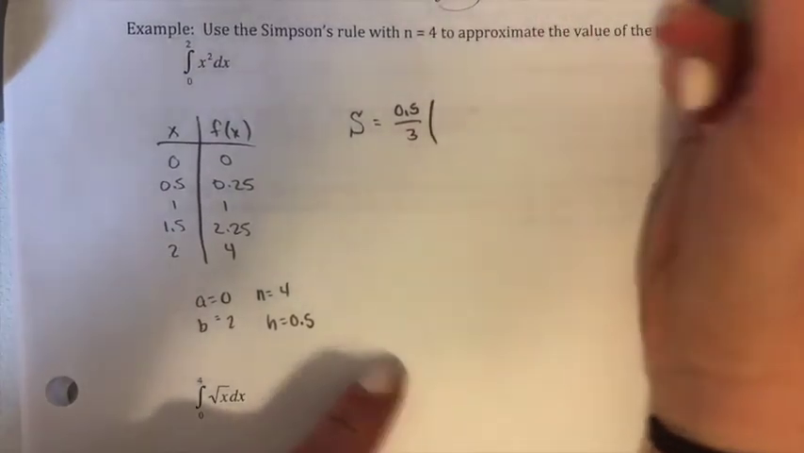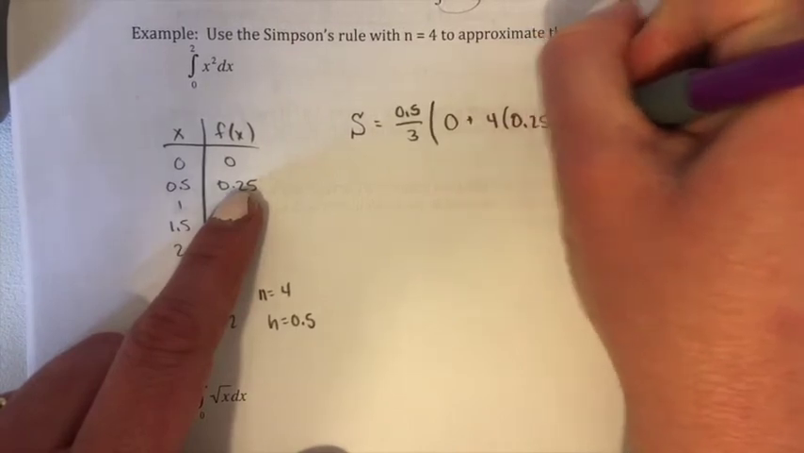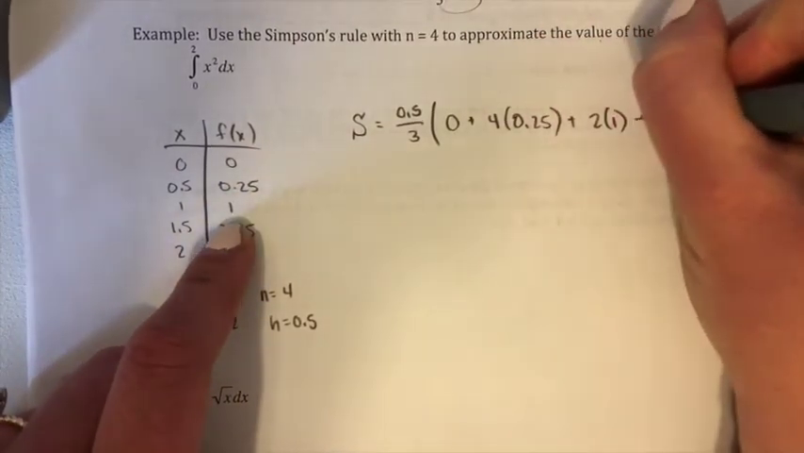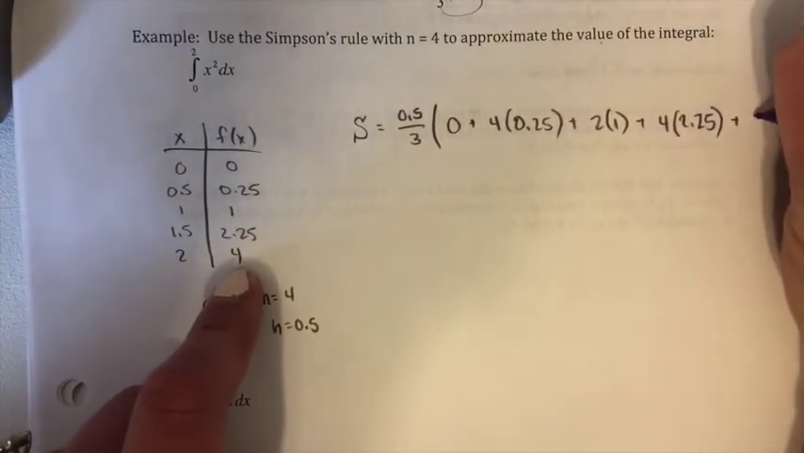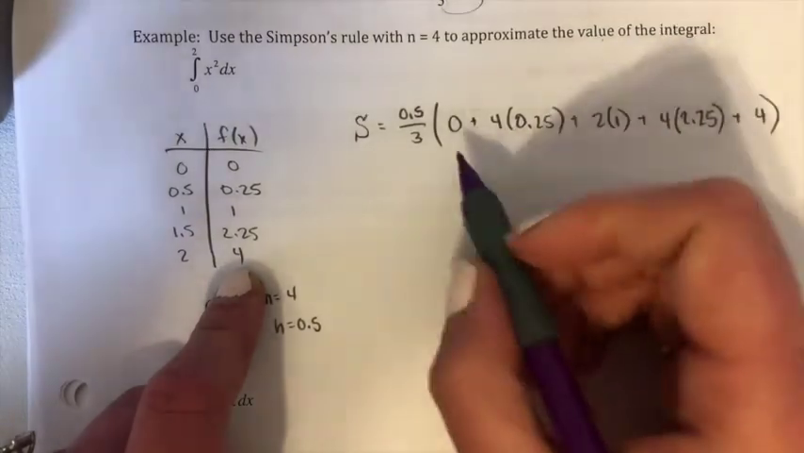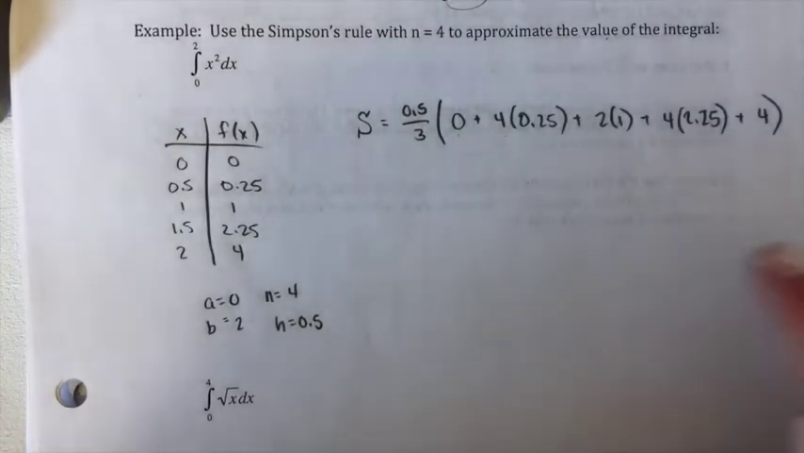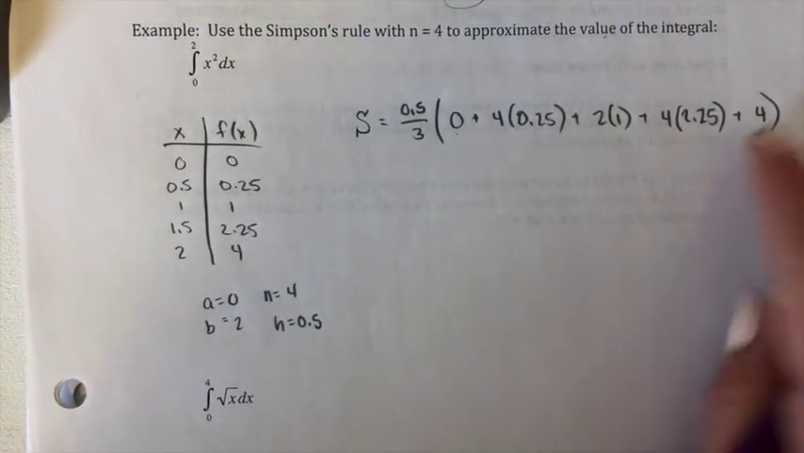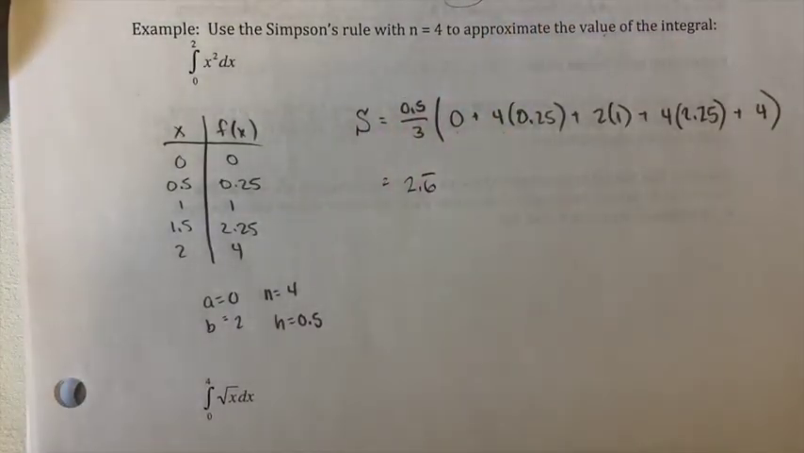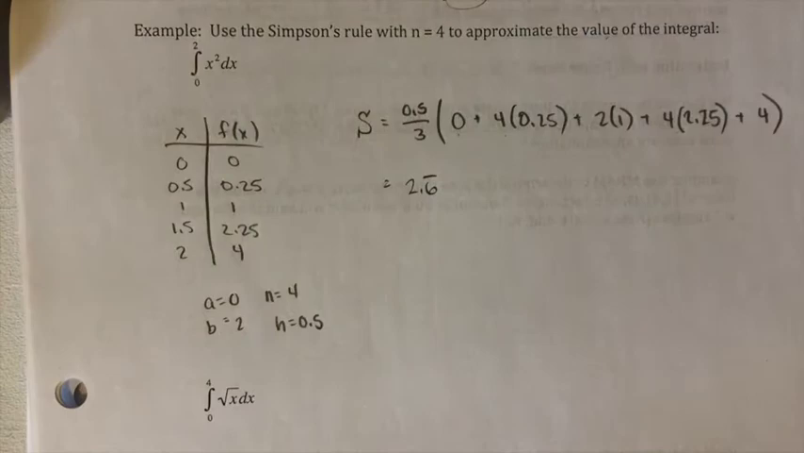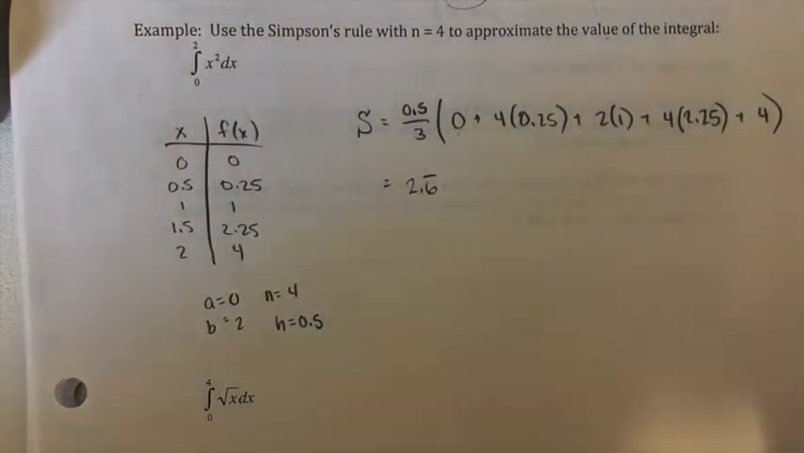And then the value of the function of the first x, so 0, plus 4 times 0.25 plus 2 times 1 plus 4 times 2.25 plus 4. Okay, so we go just 1, 4, 2, 4. And if there was more, we would just keep going between that 2, 4, 2, 4 pattern, and then always just the last one. So this is going to give us 2.6 repeating, which is what the actual answer was when we did the integral. So that's obviously closer than the trapezoid.